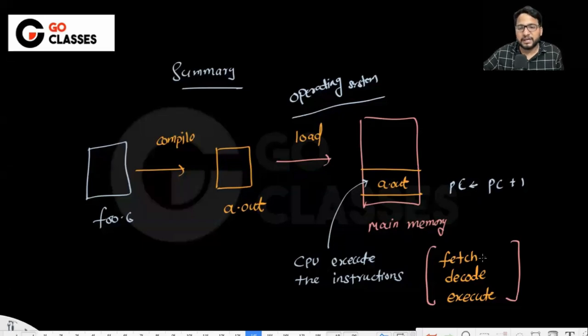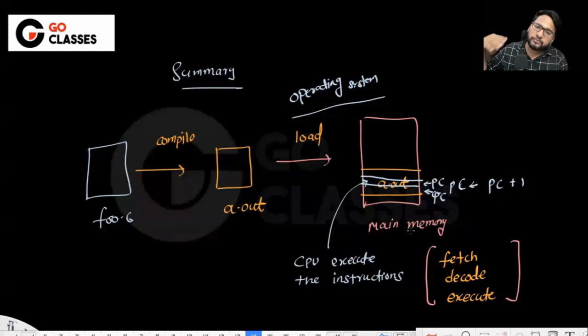So the operating system is loading it, asking the CPU to fetch it, and the CPU will be decoding it. Then the operating system will be incrementing the program counter. What is the program counter? Basically, the program counter tells you which instruction you need to fetch. Suppose currently you need to fetch this instruction, then PC is here. Then for the next instruction, PC will be here. So all of this job is done by the operating system.